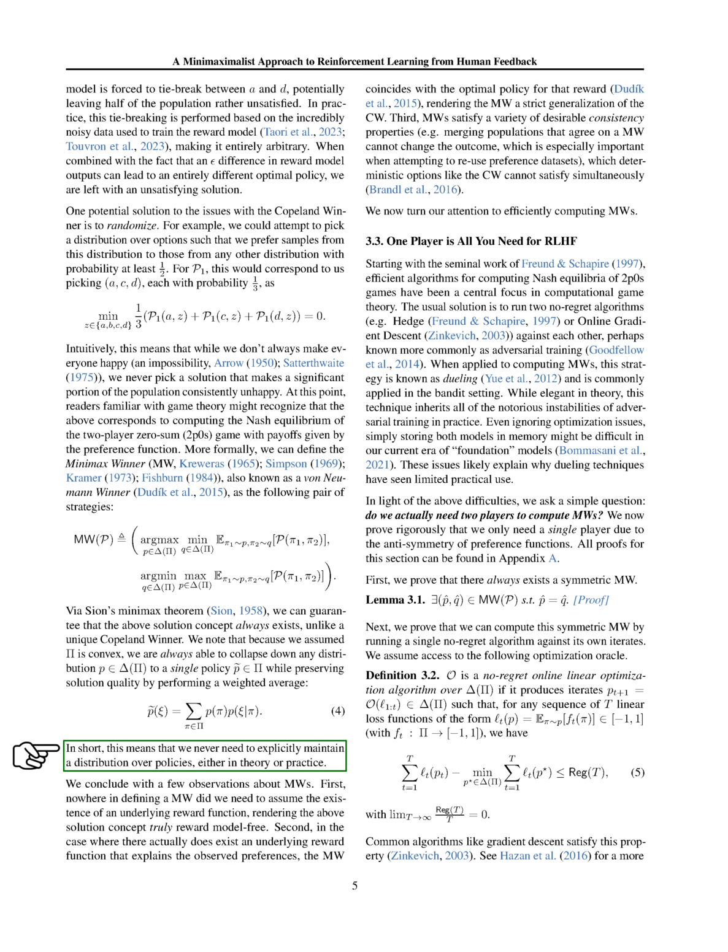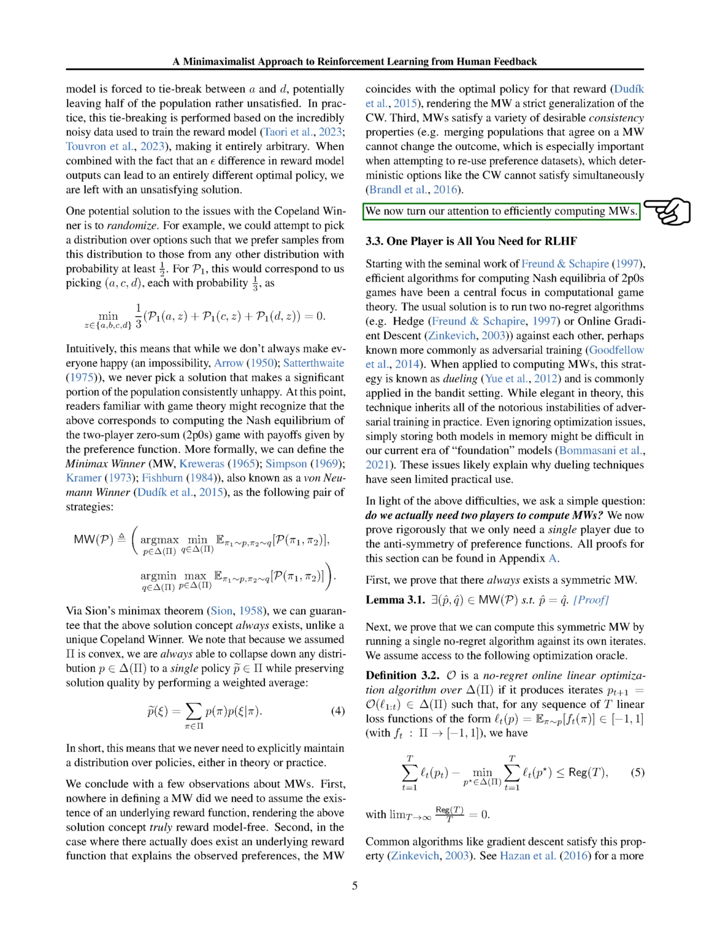We can always collapse any distribution to a single policy while preserving solution quality by performing a weighted average. This means we never need to maintain a distribution over policies. The minimax winner doesn't require an underlying reward function, making it truly reward model free. If there is an underlying reward function that explains the observed preferences, the minimax winner coincides with the optimal policy for that reward.